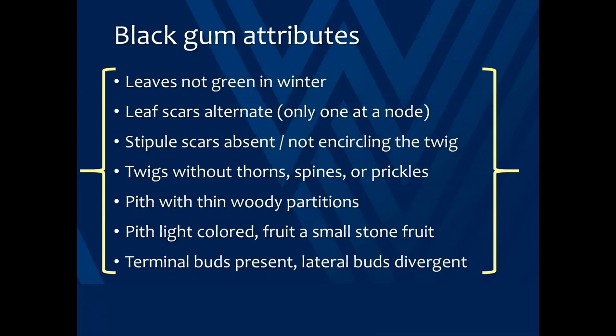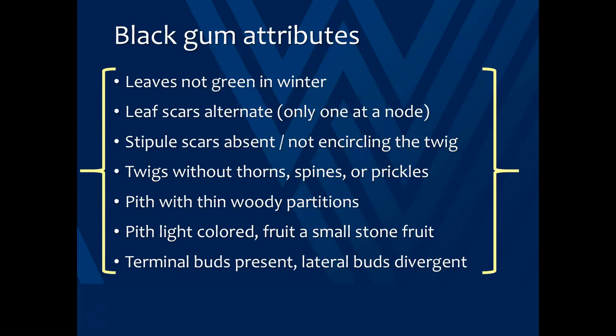And this is sometimes how you wind up when you do these online keys. You can go through these dichotomous keys, making selections, and wind up with a big long list of species. They don't always arrive at a single species.